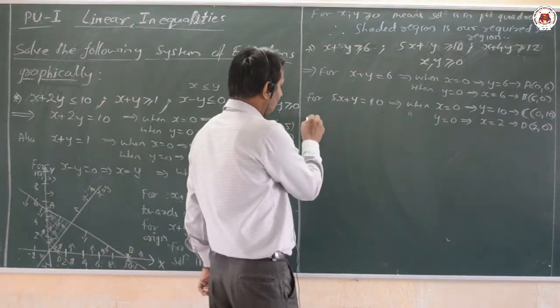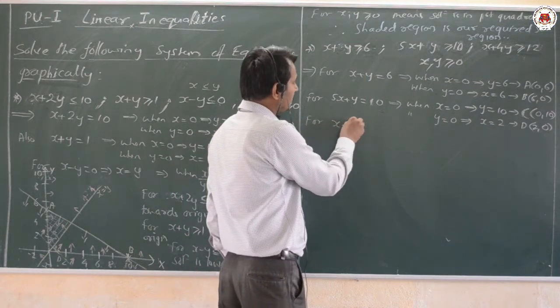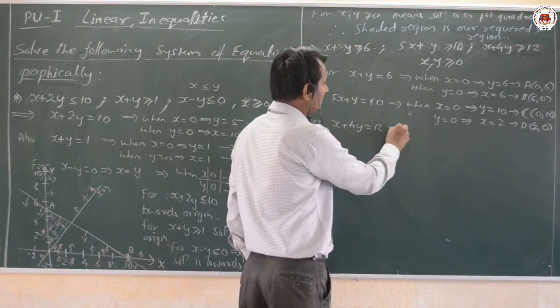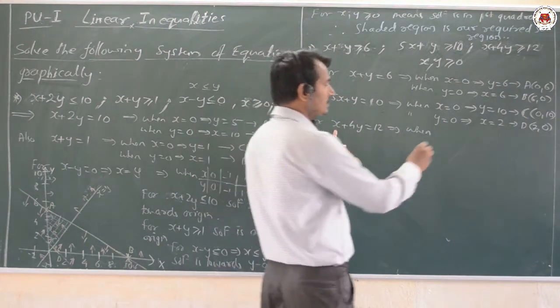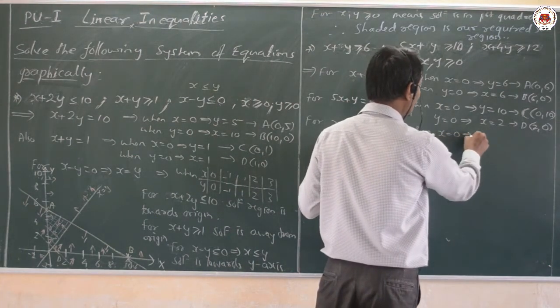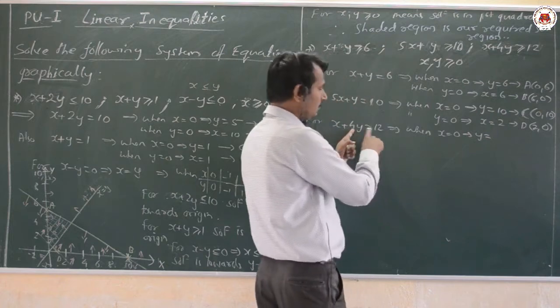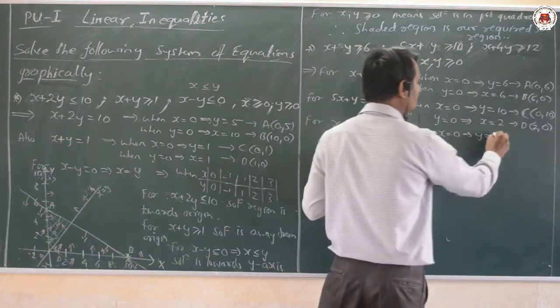Also for the third line, that is x plus 4y is equal to 12. What do we have when x equal to 0 here? X 0 means 4y equal to 12, y is equal to 3.